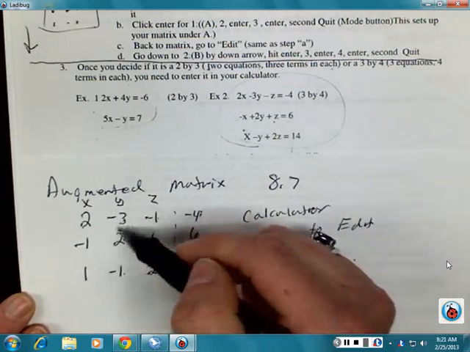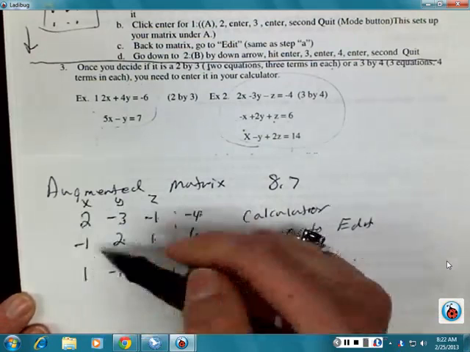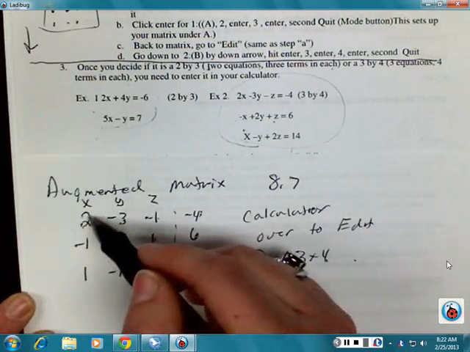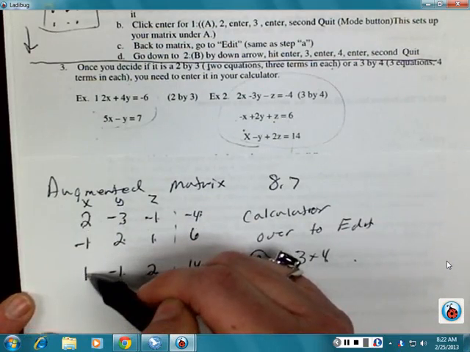Now I need to use my over arrows because this line's not showing on your calculator, right? So over arrow till it does show, and look and make sure you have 2, -1, and 1. We all have that in there?